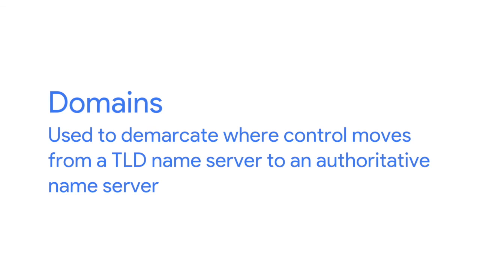A domain is the name commonly used to refer to the second part of a domain name, which would be Google in our example. Domains are used to demarcate where control moves from a TLD name server to an authoritative name server. This is typically under the control of an independent organization or someone outside of ICANN. Domains can be registered and chosen by any individual or company, but they must all end in one of the predefined TLDs. The www portion of this is known as the subdomain, sometimes referred to as a host name if it's been assigned to only one host.